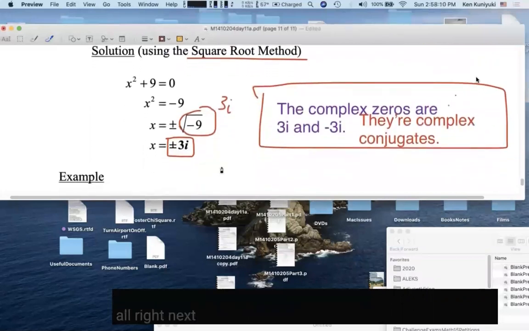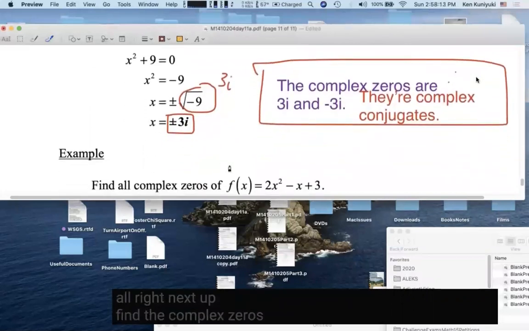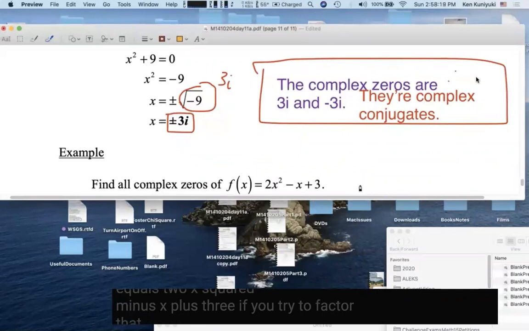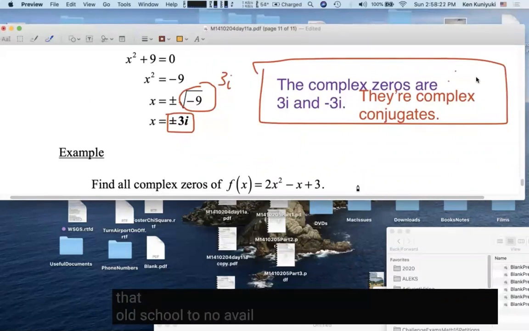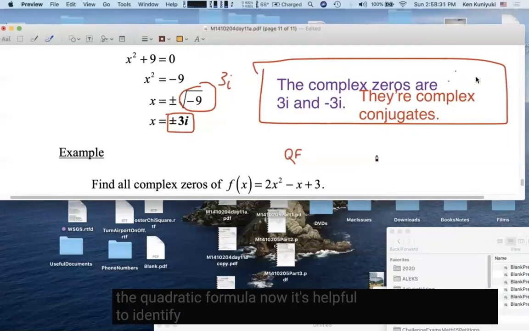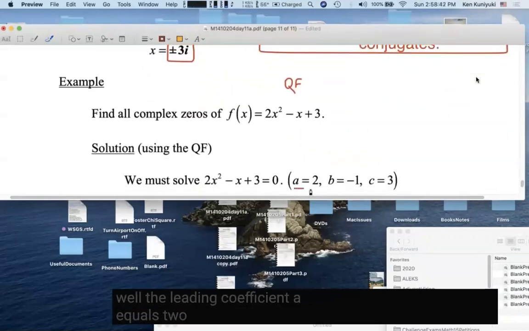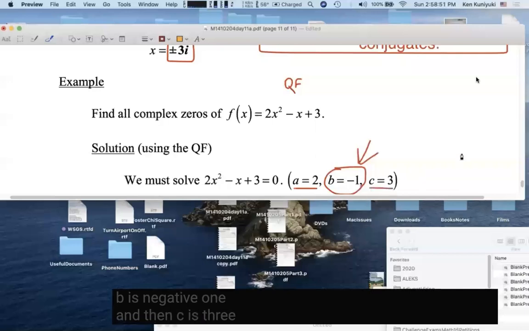All right. Next up, find the complex zeros of f, where f of x equals 2x squared minus x plus 3. If you try to factor that old school, to no avail. So we may have to resort to the quadratic formula. Now, it's helpful to identify what a, b, and c are, the coefficients. Well, the leading coefficient, a, equals 2. Now, this is where a lot of people make a mistake. b is negative 1. Be careful about that. b is negative 1, and then c is 3.